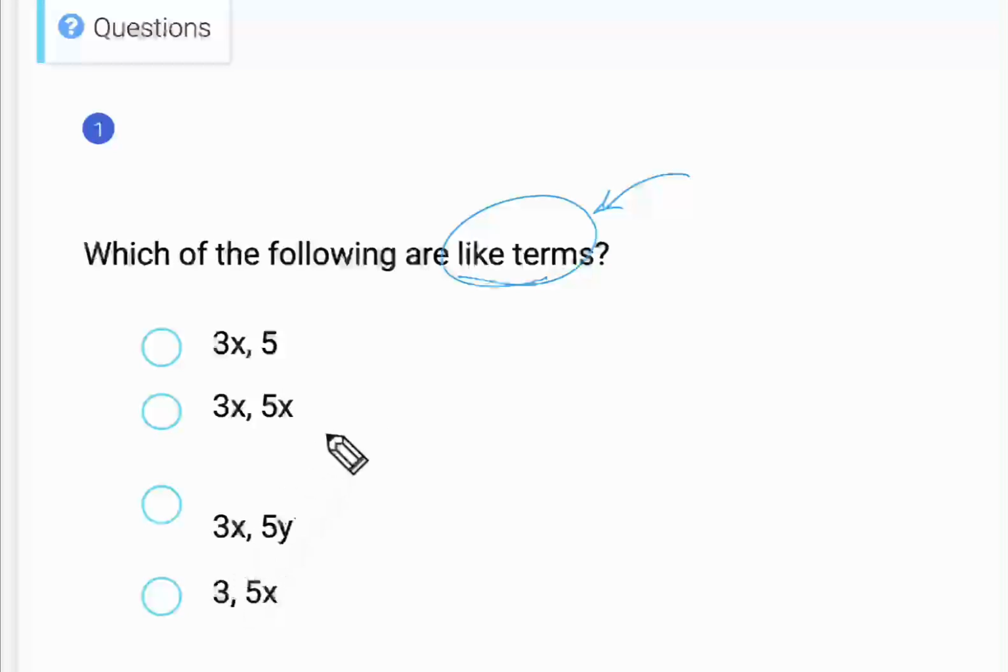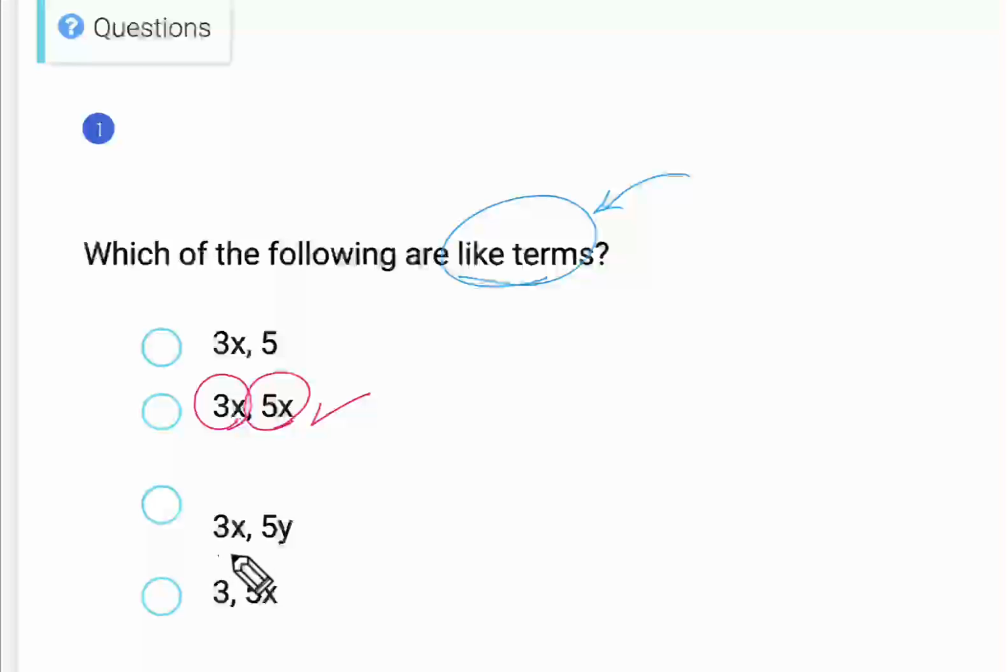It's 3x, 5x. This is not a point, this is a comma. 3x and 5x. Exactly. Yes. Thank you, Saad. So, my heroes, this one is the correct one because we have the same variable. And for the first one, we have 3x and 5. 5 is a constant. So these two are not like terms.